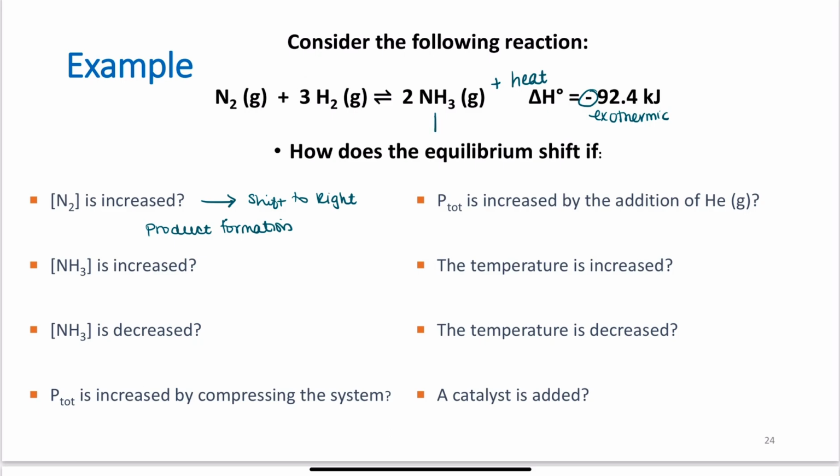What if I increase the concentration of NH3? Well, then it's going to shift to the left, and it's going to make more reactant. If I decrease the concentration of NH3, now I don't have enough product. The reactant is going to react to produce more of that. It's going to be shifting to the right, producing more product.